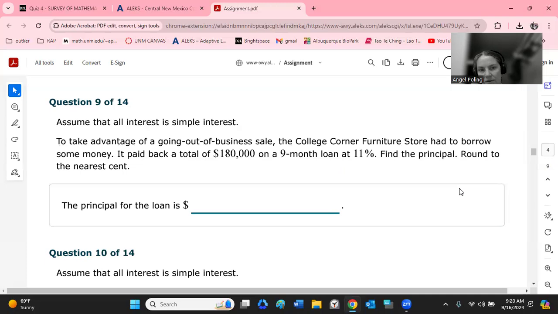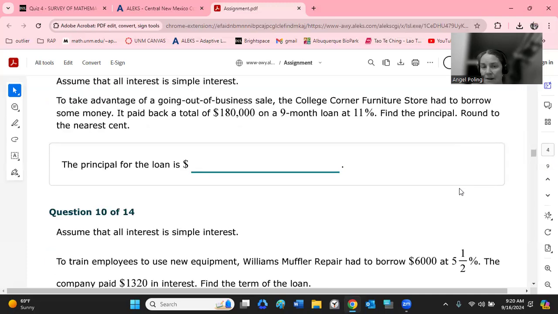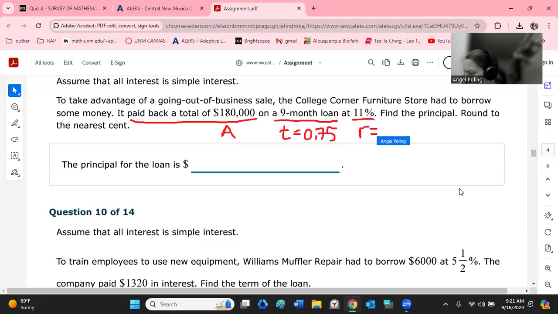To take advantage of a going out of business sale, the College Corner furniture store had to borrow some money. It paid back a total of $180,000 on a 9-month loan at 11%. Find the principal, round to the nearest cent. Okay, so if you have to pay back a total, that's A. 9 months is like 0.75 of a year, right? It's 3/4 of a year. R is 0.11. They want us to find P.